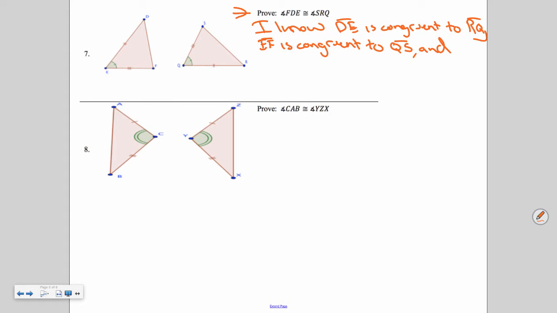and angle DEF is congruent to angle RQS because it is given. So I just made 3 statements in one. Just looking at the picture, I know those sides are equal and that angle is equal.